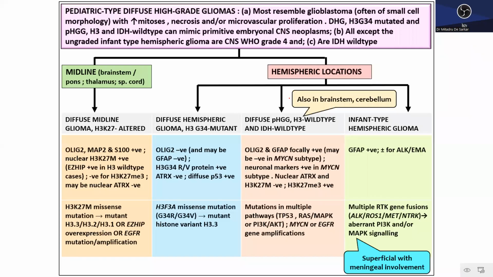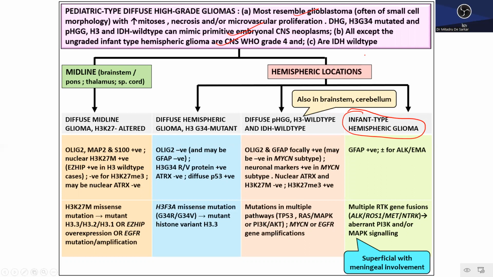So this is the snapshot of these high-grade pediatric gliomas. Most of them will actually resemble glioblastomas, but some could actually mimic the embryonal CNS neoplasms like medulloblastomas. All are of the WHO grade 4 category, except for a family of tumors which has been newly identified by DNA methylation profiling, and this family is known as the infant type hemispheric glioma.